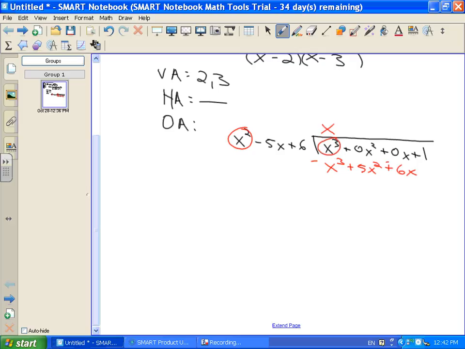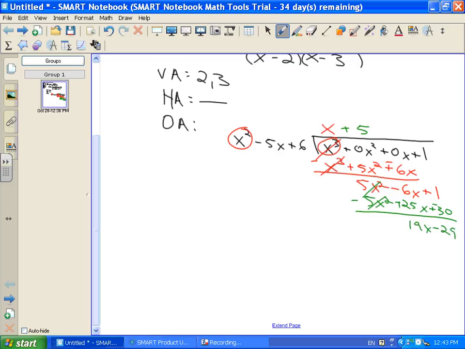Change all my signs. Add down, these cancel. I get 5x squared minus 6x plus 1. What do you multiply x squared by to get 5x squared? 5. Distribute 5 times x squared is 5x squared. 5 times negative 5x is negative 25x. And 5 times 6 is 30. Change all my signs. Add down. On this one now I got 19x minus 29.